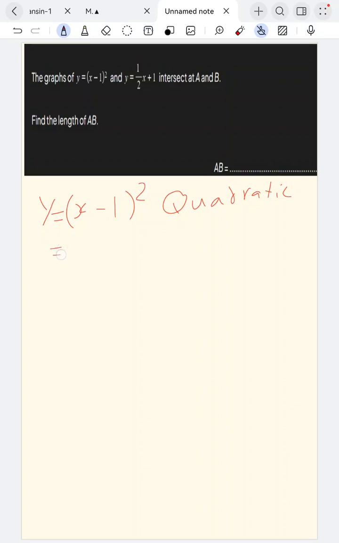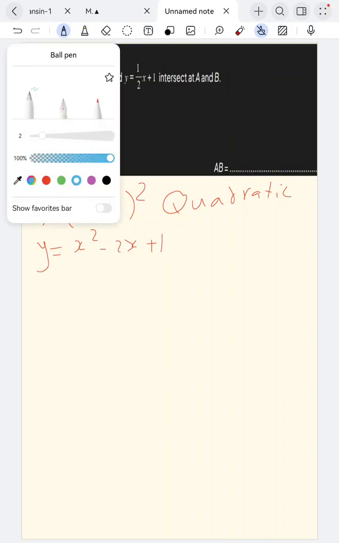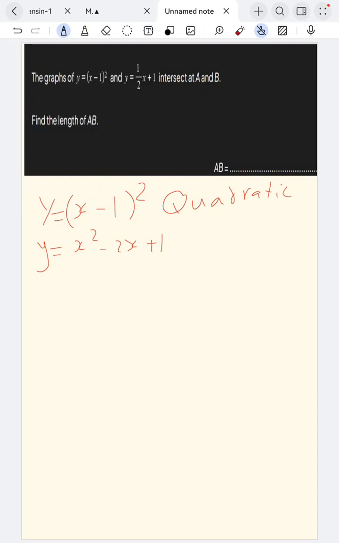If we expand, this is going to be x squared minus 2x plus 1. So that's a quadratic function. Because the coefficient here is 1, it's 1x squared, so the parabola is going to open upward.